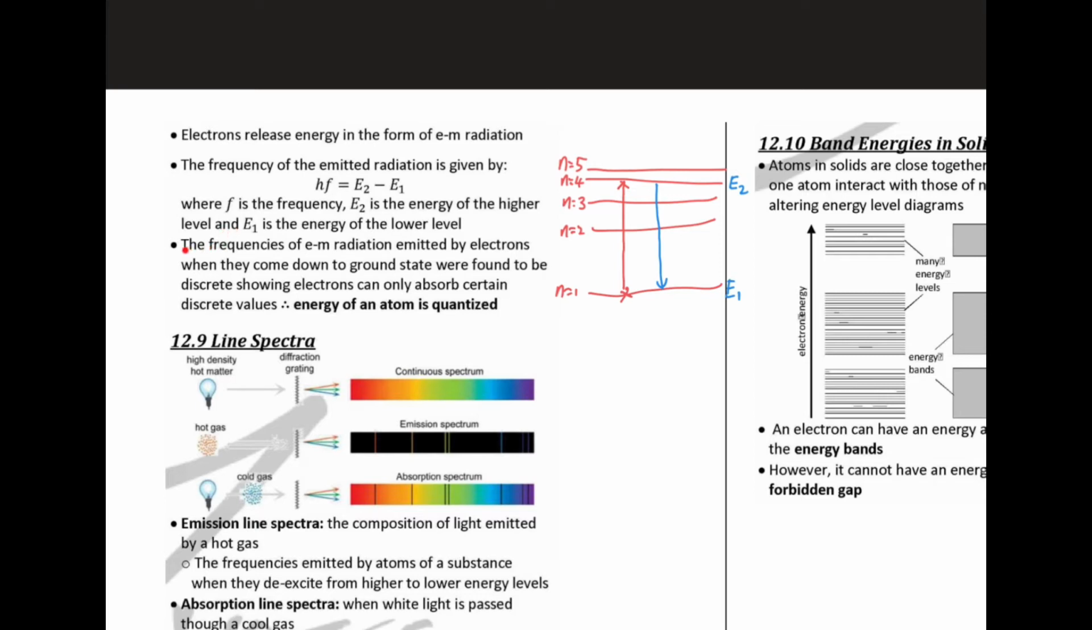Okay, next point. The frequencies of electromagnetic radiation emitted by electrons when they come down to ground state were found to be discrete, showing electrons can only absorb certain discrete values, and hence we say the energy of an atom is quantized.